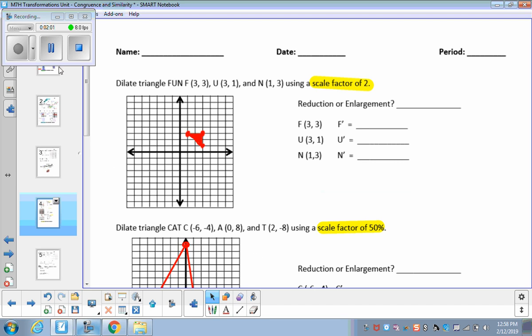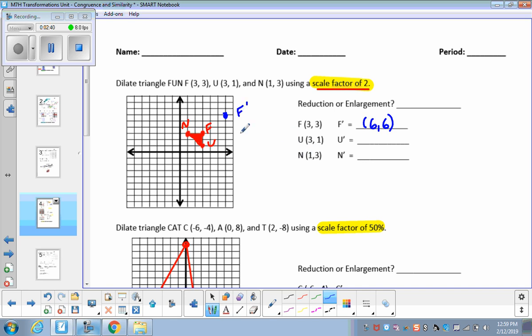So right now, you're going to graph triangle FUN on the coordinate plane. Point F is over 3 up 3. Point U is over 3 up 1. Point N is over 1 up 3. Now what we're going to do is take each one of these coordinates and multiply by a scale factor of 2. So 3 times 2 is 6. 3 times 2 is 6. So now we're going to go over and plot the point over 6 up 6. That's going to be F prime.